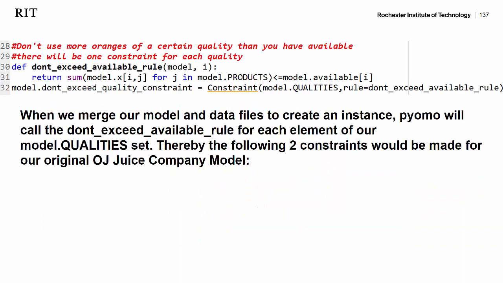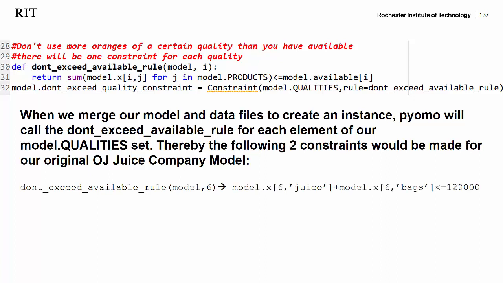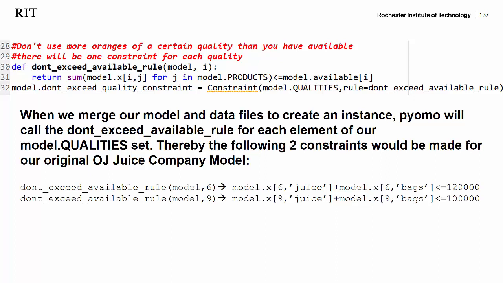So if we were looking at our very original OJ juice problem where we had quality 6 and quality 9 oranges, what would happen in the background is that Pyomo is going to call don't exceed available rule first for the quality 6 oranges, and it would create our quality 6 constraint. And then it's going to call it again in the background for our quality 9 oranges, and it's going to create our quality 9 constraint.